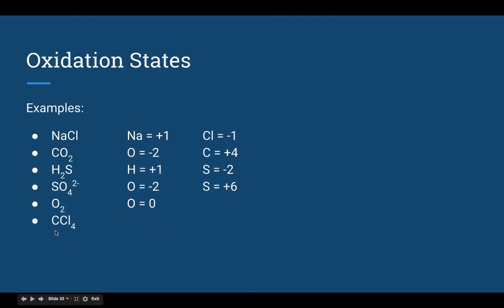CCl4, so here's one where carbon we don't really know. Chlorine actually can change, and we'll see that when we do examples, but Cl here we're going to assume is -1 because we don't really have much else to go off of. And we have 4 of them, so carbon here has to be +4 in order to balance that out. Okay, so that's how we identify oxidation states and some examples of all of the important rules, all 6 rules that we talked about.